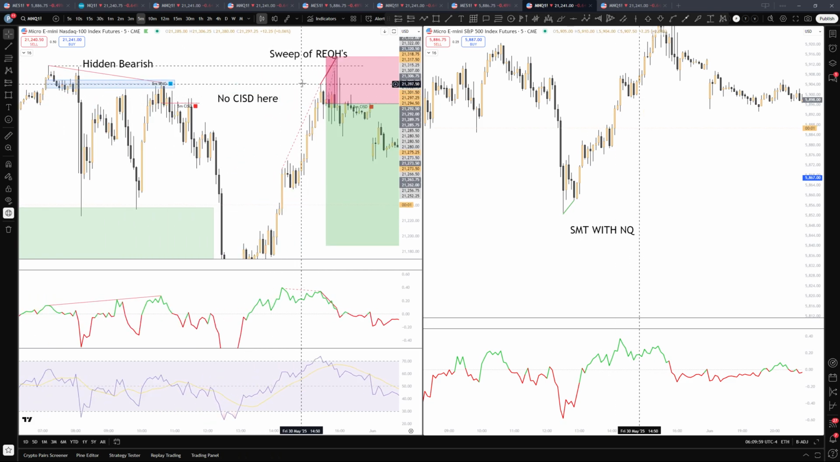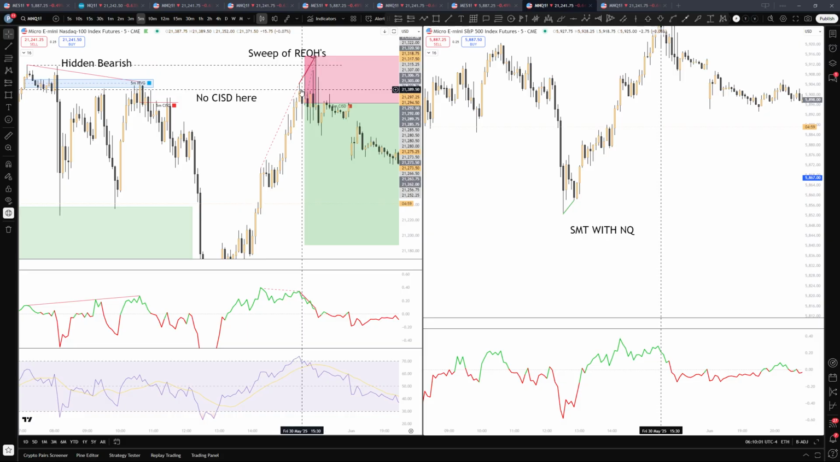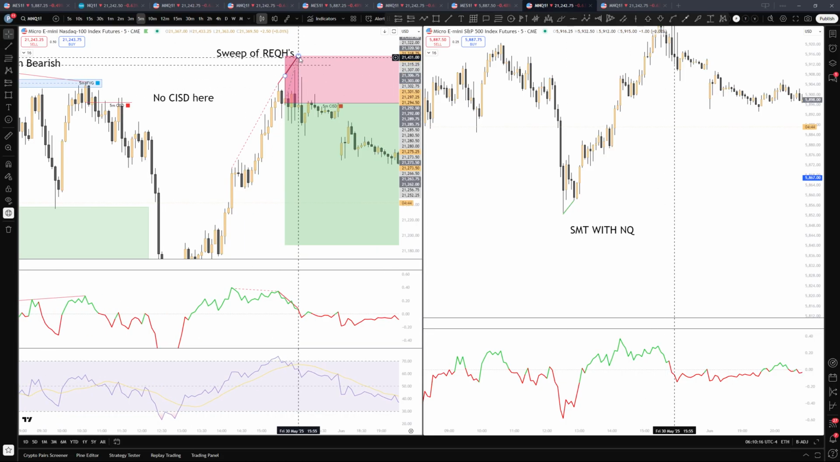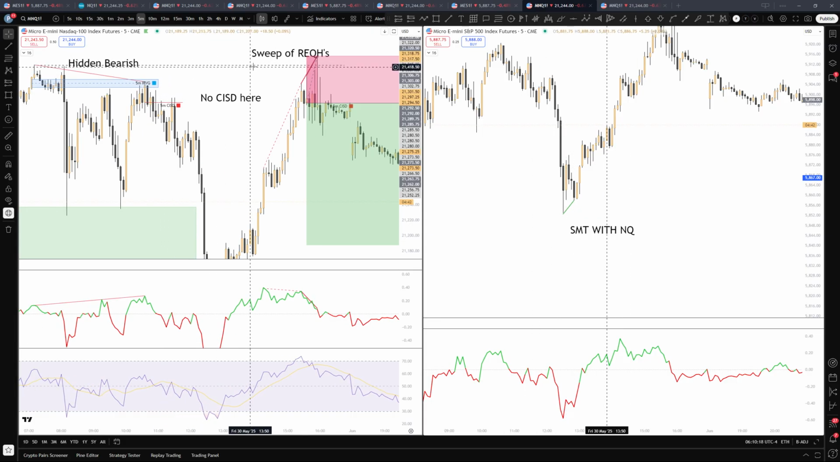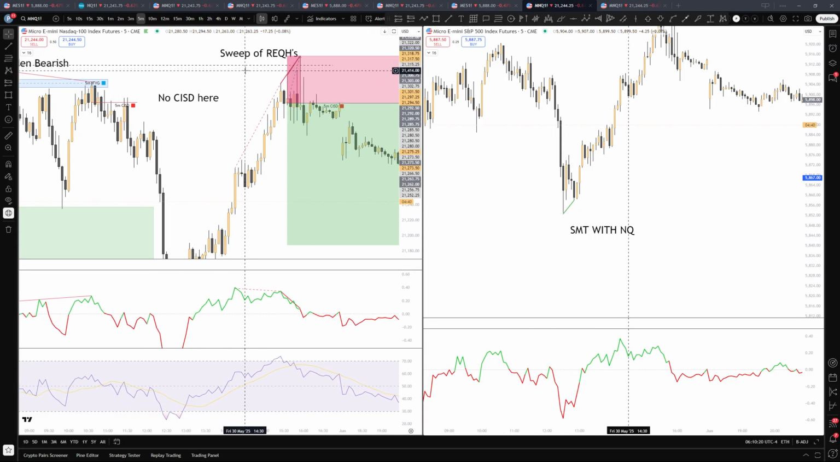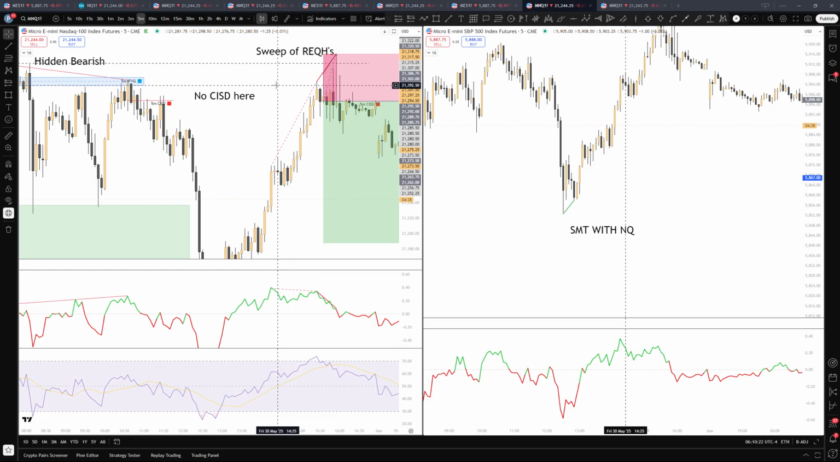Now, when we start to come up further, we're going to be holding. We're going to be waiting, expecting something might happen, but we're not going to be executing yet. Okay, because look what we have here. We have these relatively equal highs over here, and what happens? Price comes up, sweeps them. That's this dashed line here. Sweeps those previous relatively equal highs, and then we start to get the rejection.